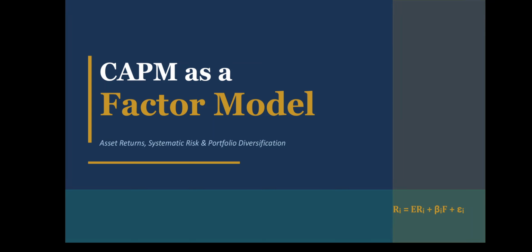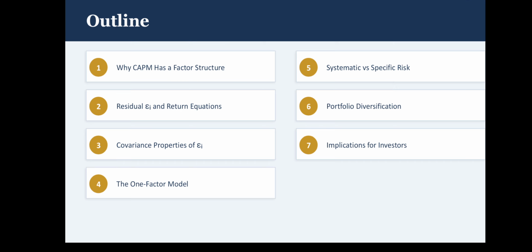Welcome back. In this video, we're going to break down one of the most elegant results in financial economics, the idea that CAPM is not just a pricing formula but a complete structured model for how asset returns are generated. By the end of 8 minutes, you will understand exactly why diversification works and where it hits a wall.